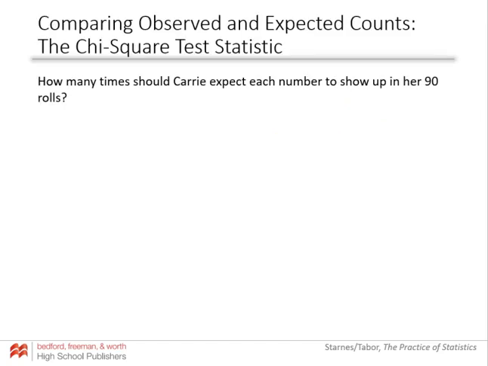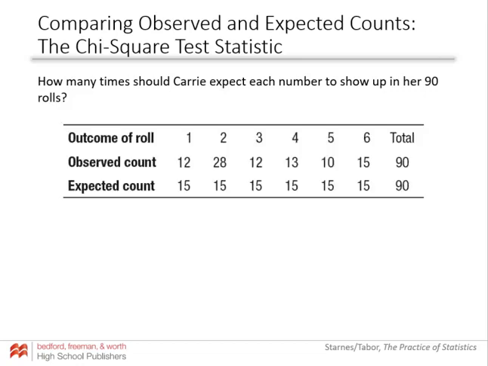All right, so Carrie rolled her die 90 times. And she recorded how many times each number came up out of the 90. A question that we need to know when we're doing a chi-square test is what are those expected counts? How many times would we actually expect each number to come up? And so in this case, because we are assuming that each number is equally likely, we could do 90 divided by 6, which would give me 15. So I would expect each number to come up 15 times.